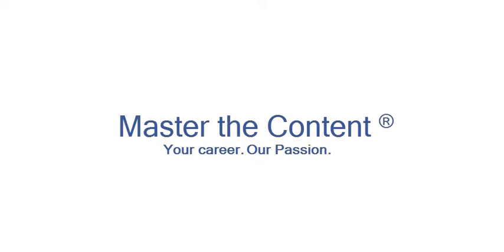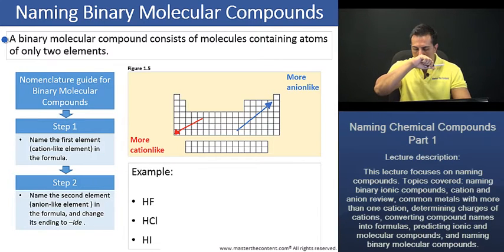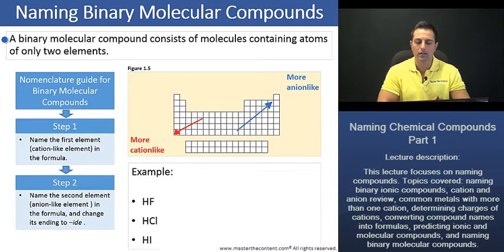Your career, our passion. Naming binary molecular compounds. A binary molecular compound consists of molecules containing atoms of only two elements, and we had stated that it generally occurs between two elements that are generally non-metals, right? Furthermore, when naming binary molecular compounds, it is done so by assuming that one element is going to be more cation-like, while the other element is going to be more anion-like.